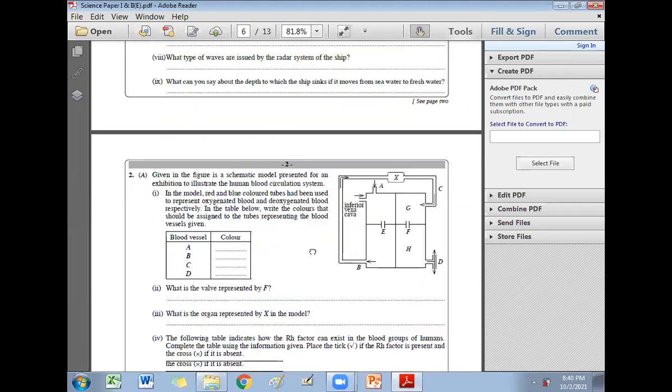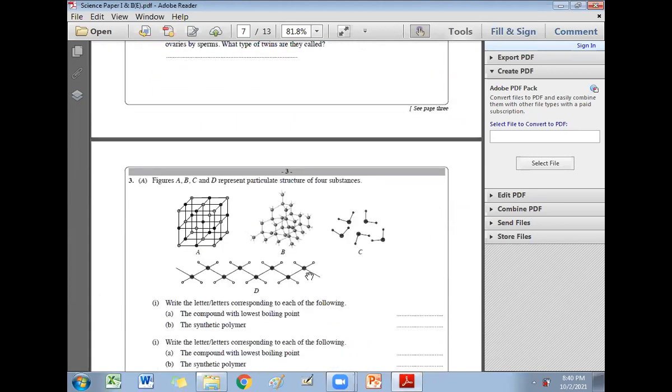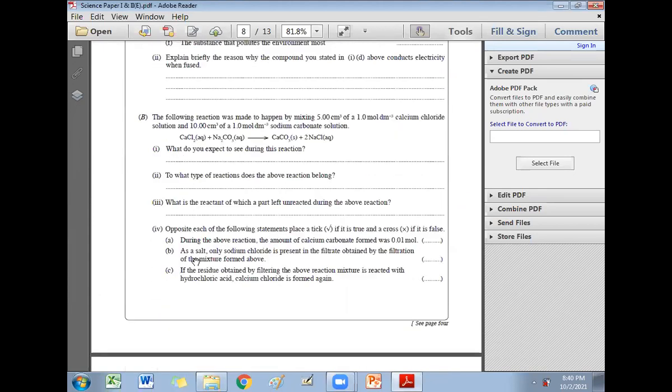Question number 3, part B. Part A is easy, part B little difficult. As a salt, only sodium chloride is present in the filtrate obtained by the filtration of mixture from above. Why is this wrong? I'll give the explanation for the second statement. Is that only sodium chloride? No.